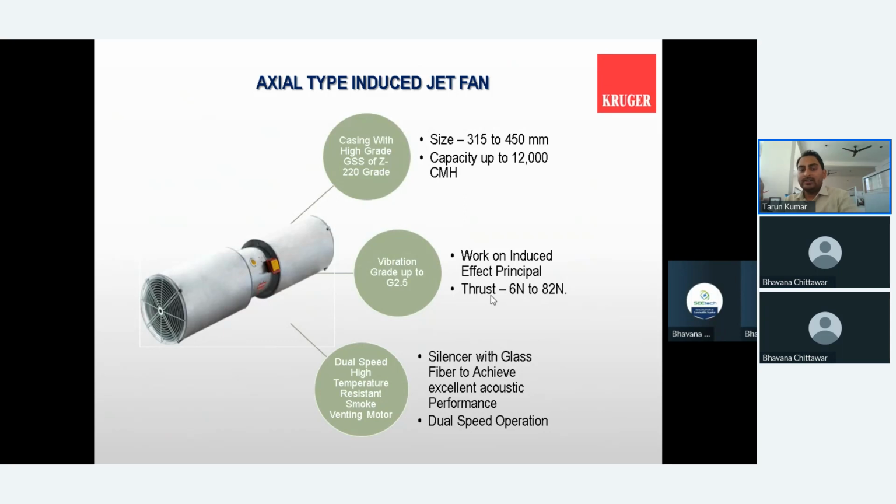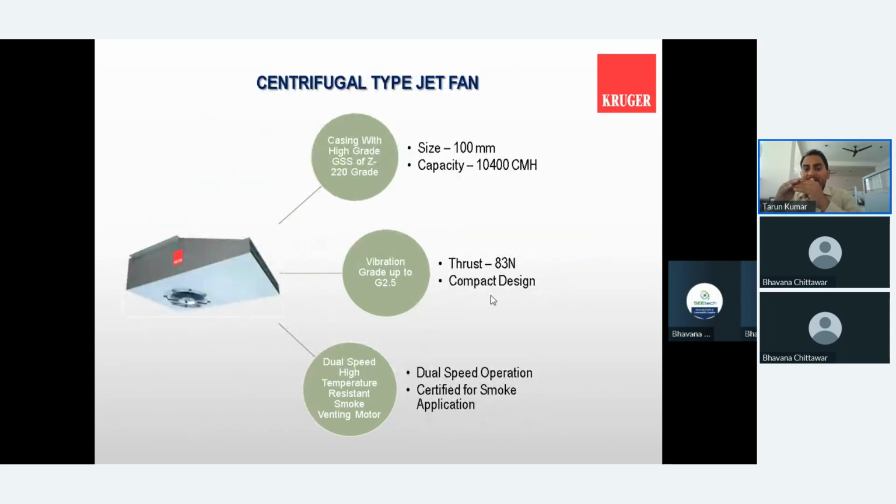So here you can see feature wise. In the axial jet fan there is a sound attenuator, whereas in the centrifugal fan there is no sound attenuator, since it works on the concept of a centrifugal backward curve impeller, whereas the axial jet fan works on the axial concept. Here is the main feature of this centrifugal jet fan.